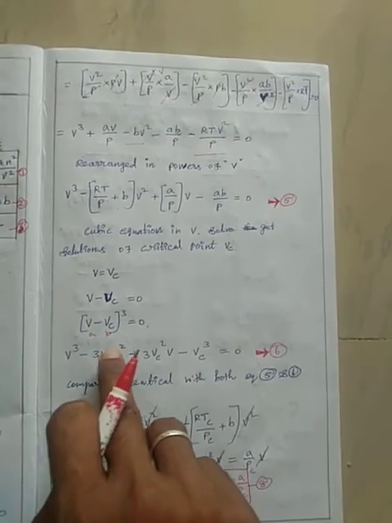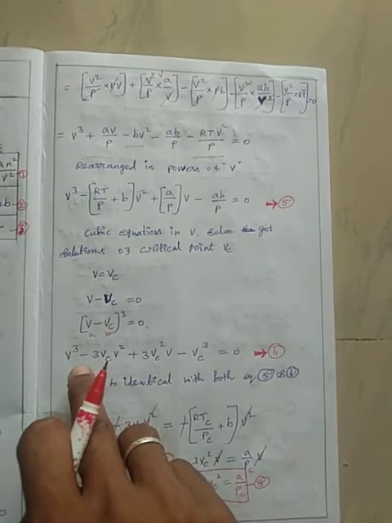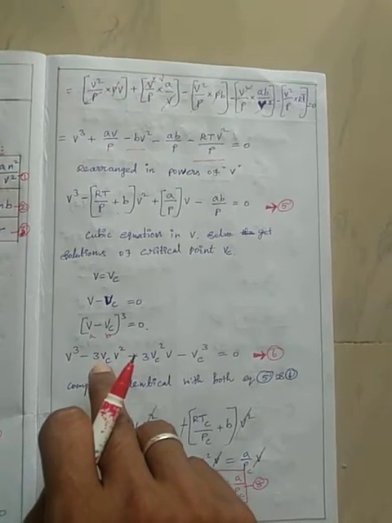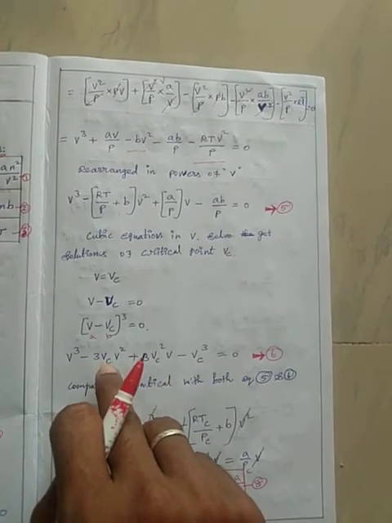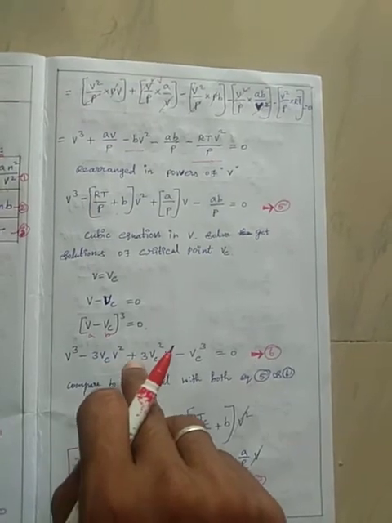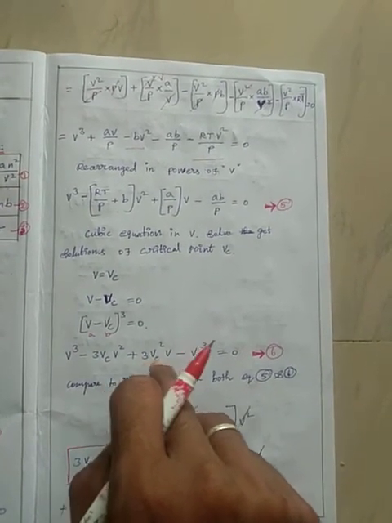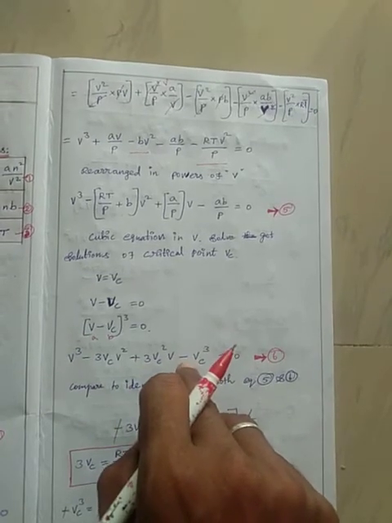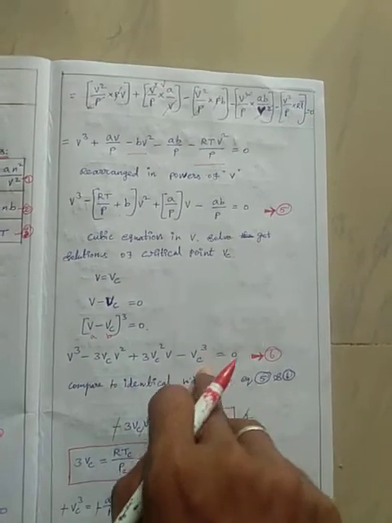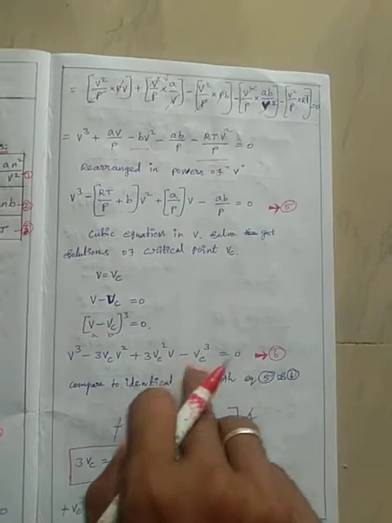What is the (a − b) whole cube formula? a cubed minus 3a squared b plus 3b squared a minus b cubed. This is the (a − b) whole cube formula.